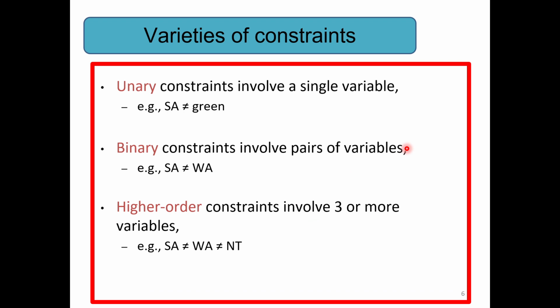Here the constraint may be unary, binary or higher order. A unary constraint involves a single variable, which is compared with a value. You have only one variable, like a state. But in a binary constraint we have two variables, here two different states. With more than two variables, it's called a higher order constraint.